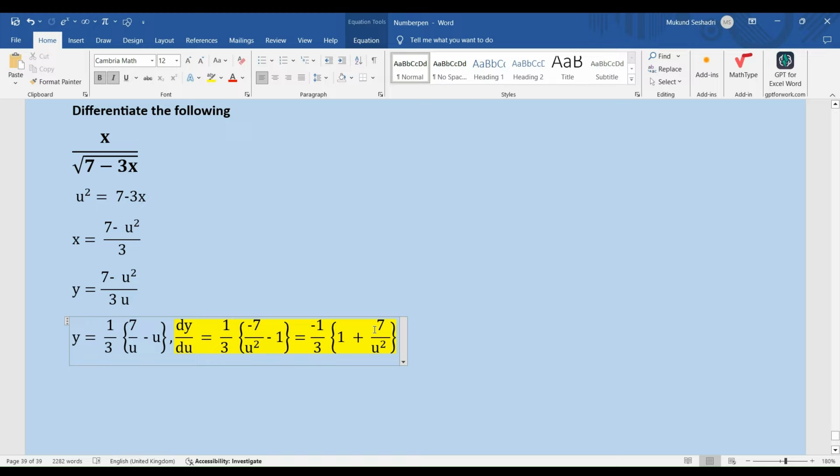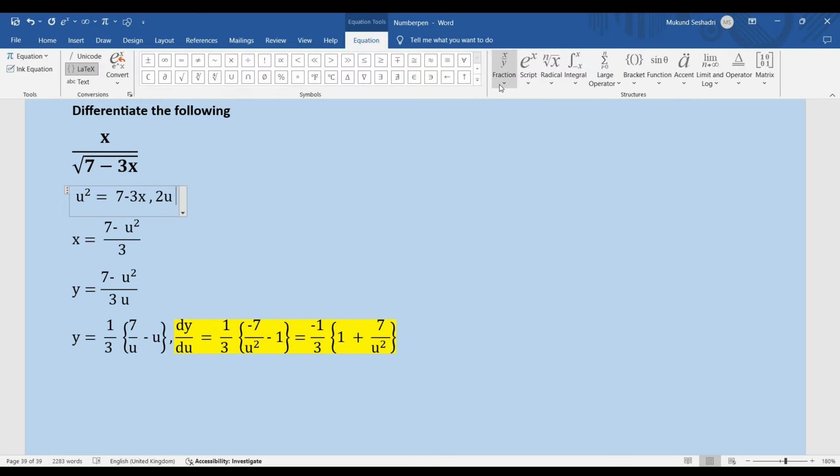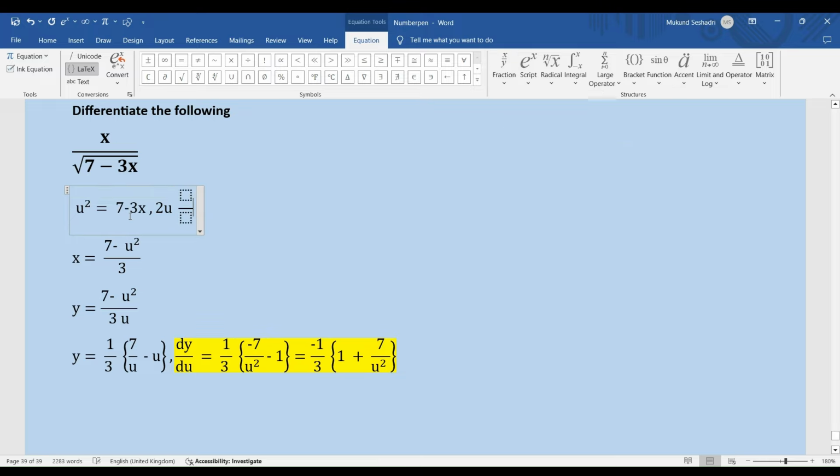But then I've been asked to find dy by dx. So I go back and figure out what is my du by dx, and then I come back and apply the chain rule, right? So what do we do with this expression u square equals 7 minus 3x? I do a differentiation on either side. When I do a differentiation on either side, I get d by dx of u square is 2u du by dx.